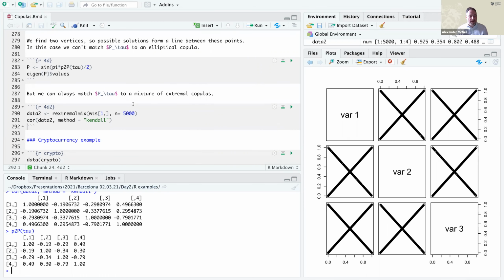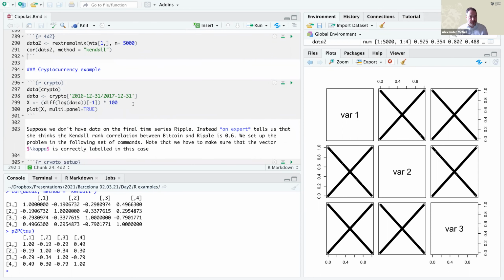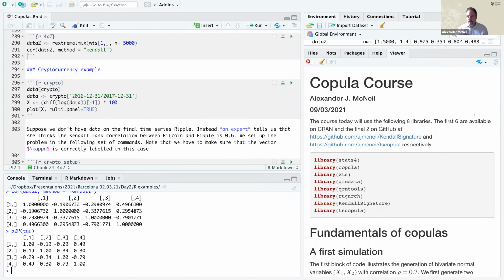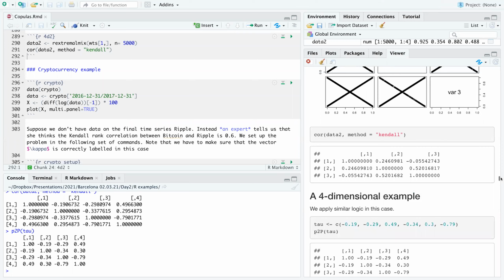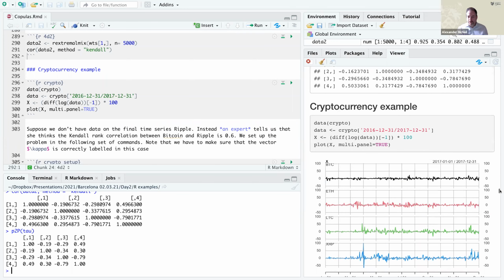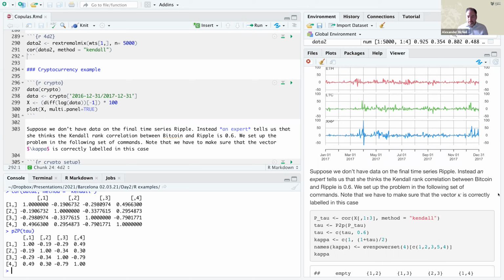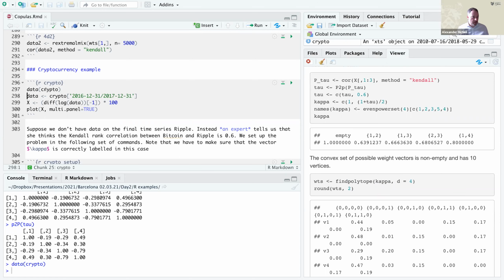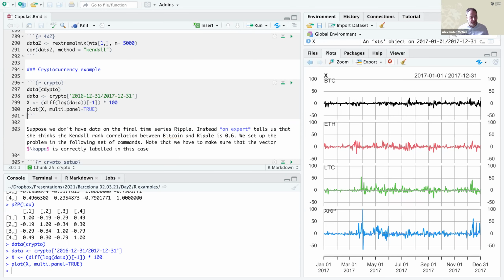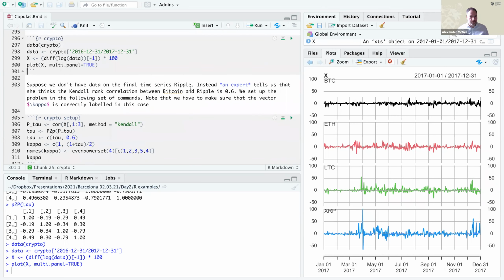So let me go back to the final. So yes, let me talk about the final example with the cryptocurrency. So yeah, we've done the 4-dimensional example, the cryptocurrency example. What we're going to find there, so I'll load the data and plot it. Those were the 4 time series. But let's forget about Ripple. Ripple's the final one. So suppose we don't have data on the final time series.